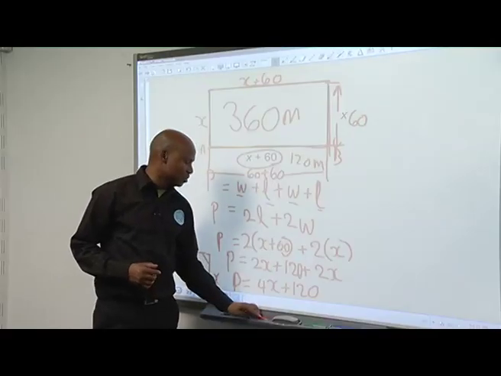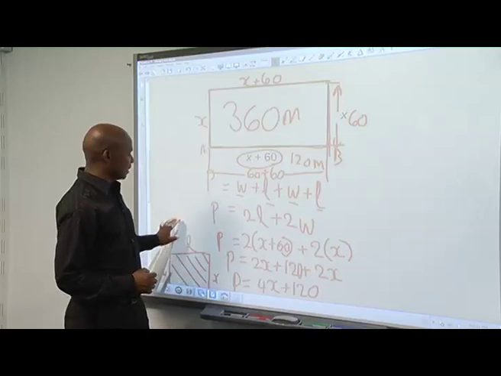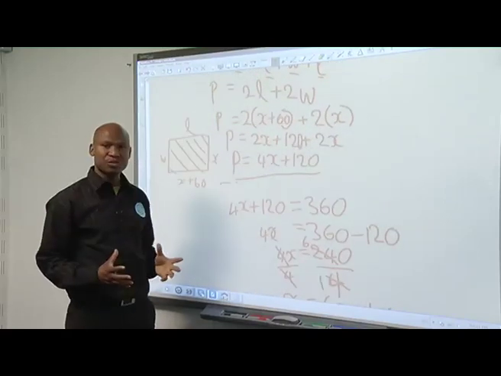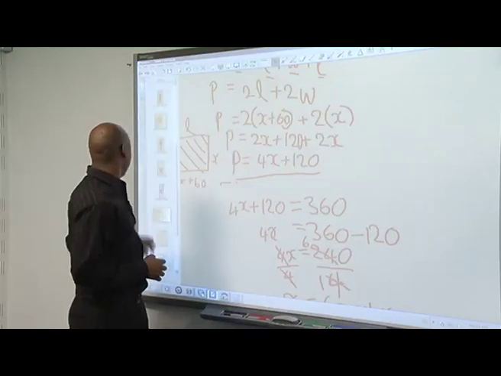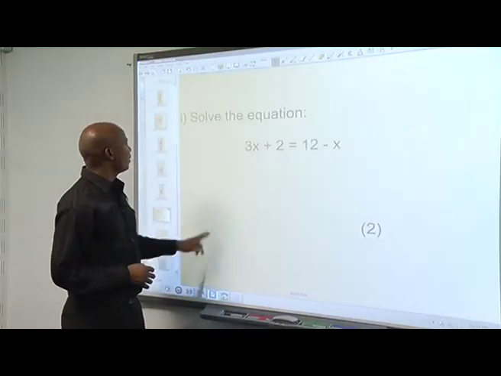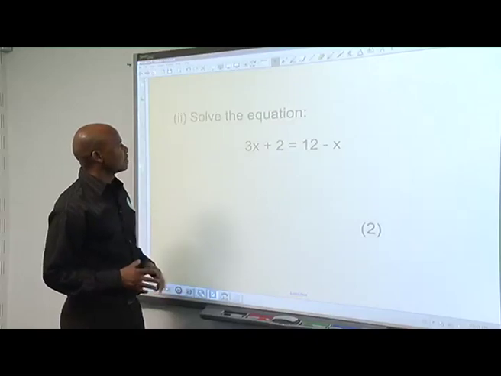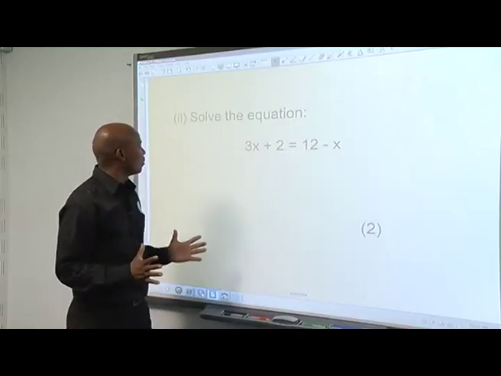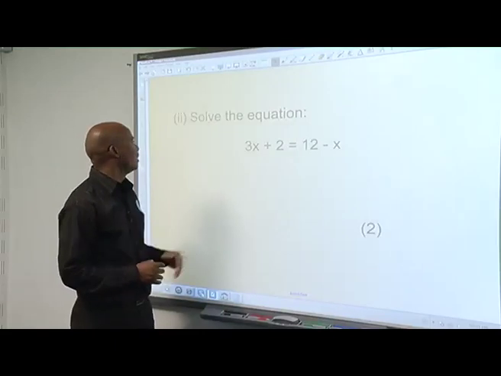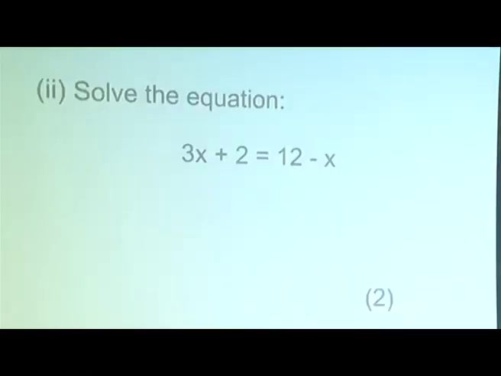Now, let's continue and look at other questions. We have solved this question, and then we can move on to other questions. We have another question here. It's a very, very simple one. We can do this one without any difficulty. We are simply going to solve the equation. Here we are given a very simple equation that we are going to solve.